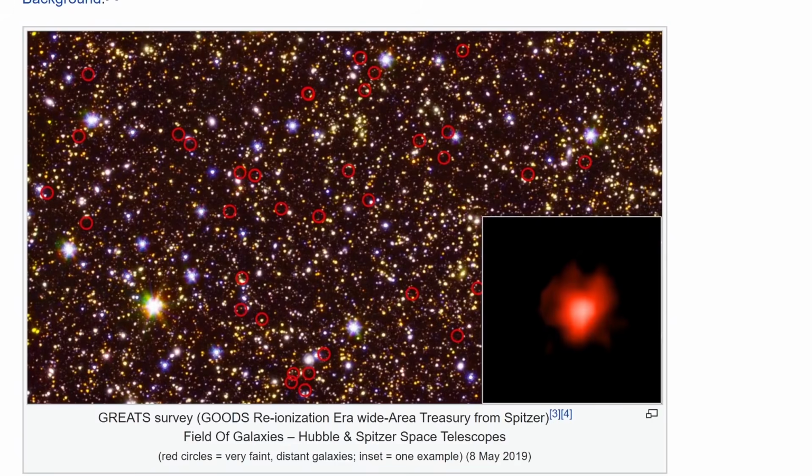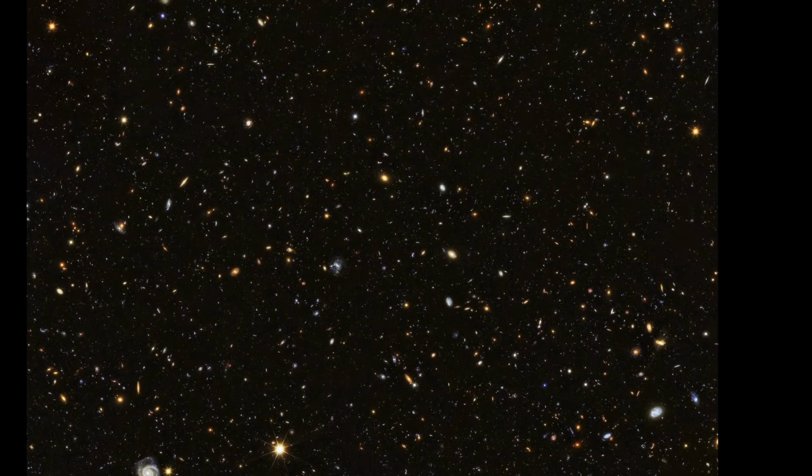And this is the galaxy we're talking about today, known as GN-Z11, where GN refers to its location in what's known as the Good's North Field of Galaxy. And this is actually what all of it looks like, and this is the image taken by Hubble a few years back, where Z11 stands for the redshift of this galaxy.